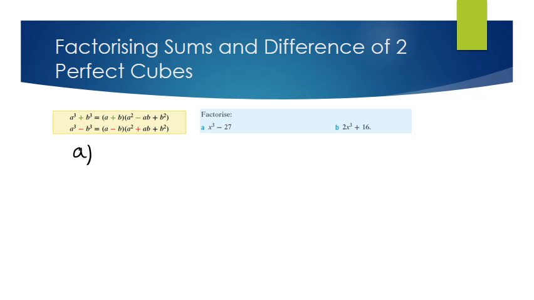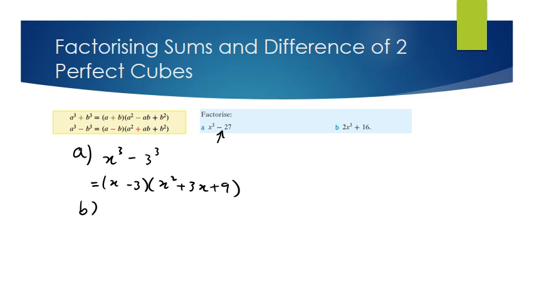Okay, so factorize x cubed minus 27. Now, if you have a minus here, this first bracket is always a minus, second one plus. So then we have x minus 3. Oh, sorry, I jumped a step. My fault. You should always rewrite it in terms of 2 cubes. Then you write it out. So it's x minus 3, x squared plus 3x plus 9.